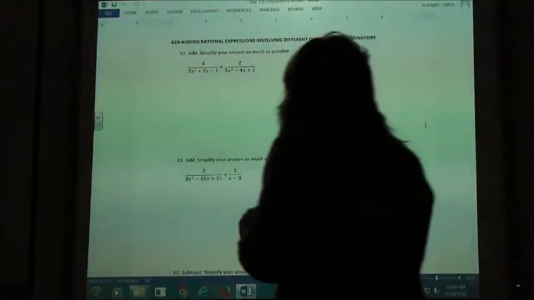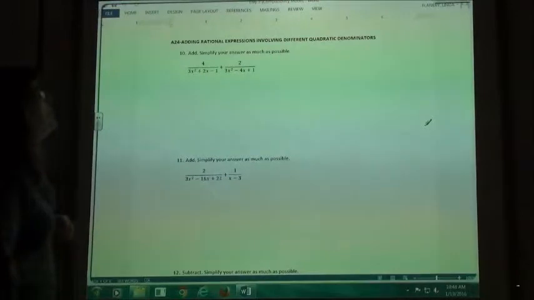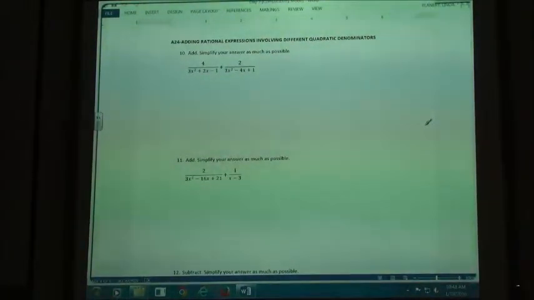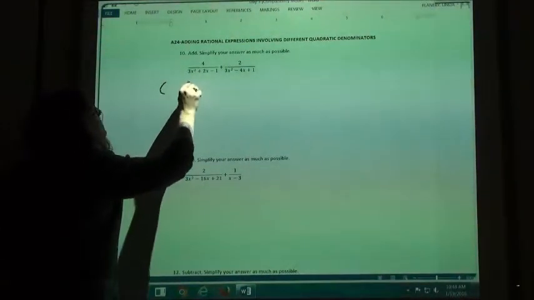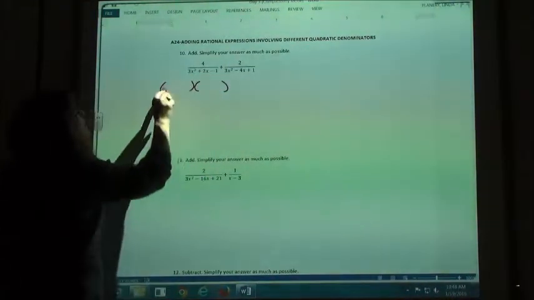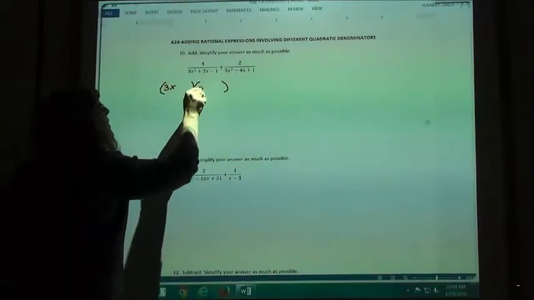All right, we are adding rational expressions involving different quadratic denominators. And when we add fractions, we have to have a common denominator. So our first step is that we're going to factor out our denominators so we can see what we have in the denominator. So if I factor this first one here, 3x squared would be 3x and x.